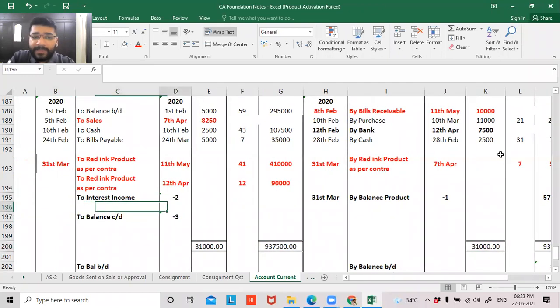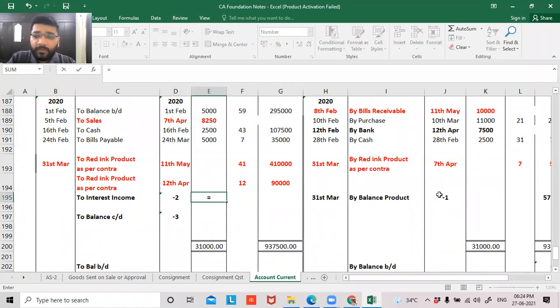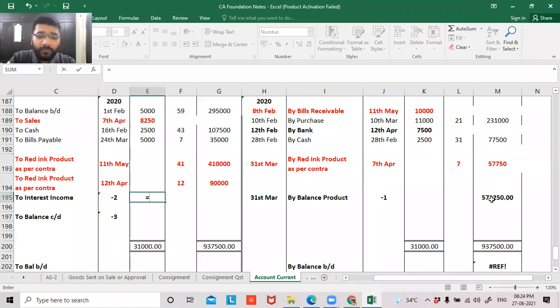Now on this product, please calculate the interest, guys. Please calculate the interest in the sum column. 5,71,250 into 12% into 1 divided by 365. You're still getting the same 188 as answer, guys.